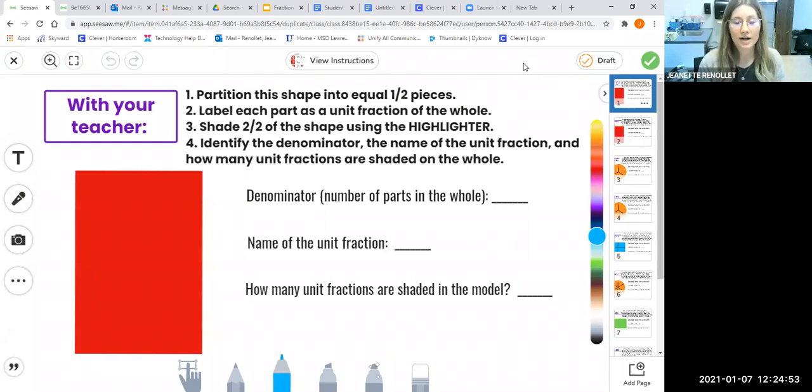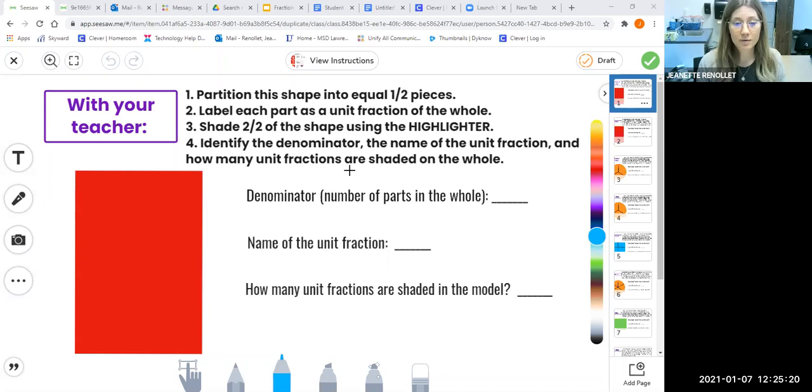First, we're going to read the directions. It says partition the shape into 1/2 pieces. Label each part as a unit fraction of the whole. Shade 2 halves of the shape using the highlighter. Identify the denominator, the name of the unit fraction, and how many unit fractions are shaded on the whole.